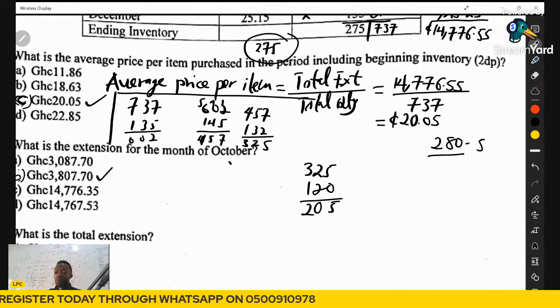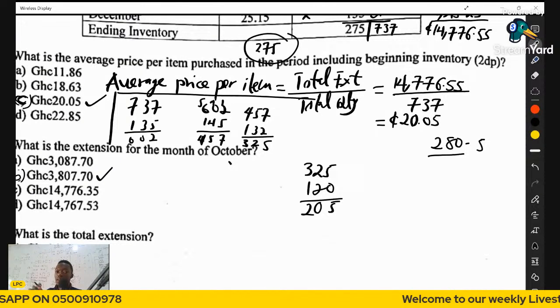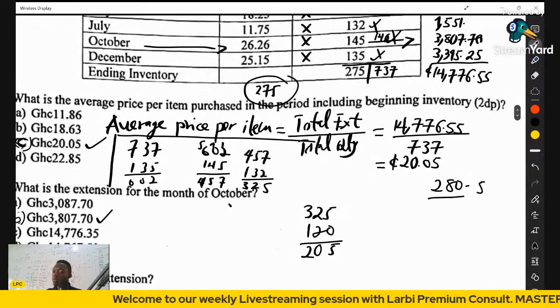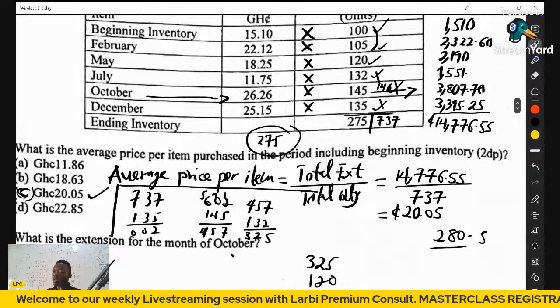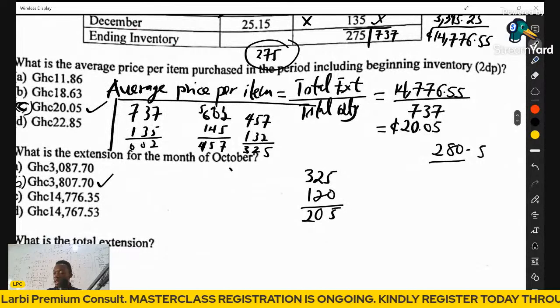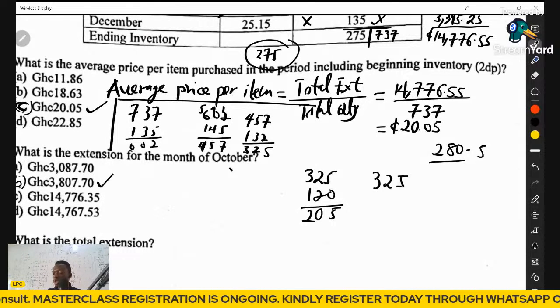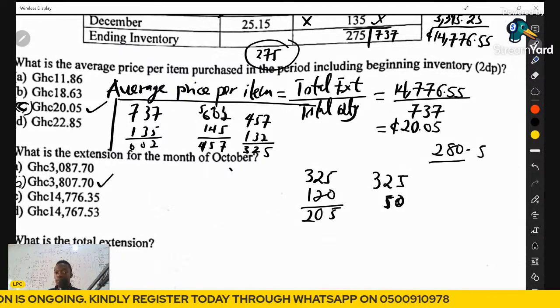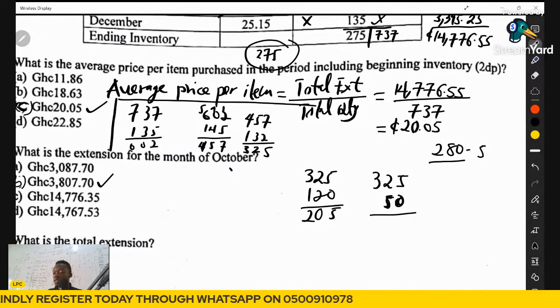So that means we need to actually subtract a number that on the day won't affect our ending inventory of 275. So how much should we issue from 120 so that we get our ending inventory of 275? And I'm thinking that it should be 50. Let's see. 50. All right.